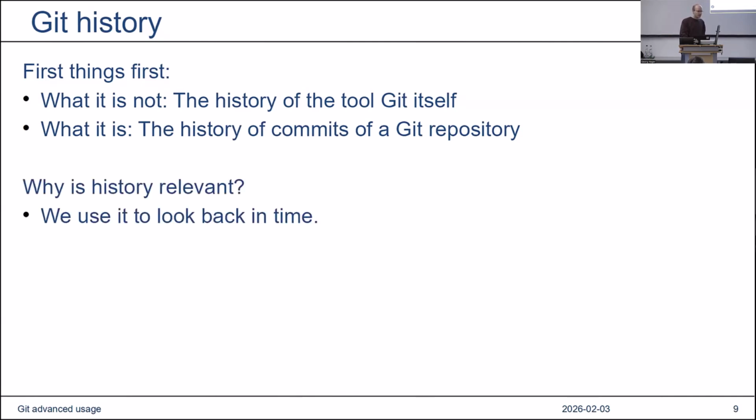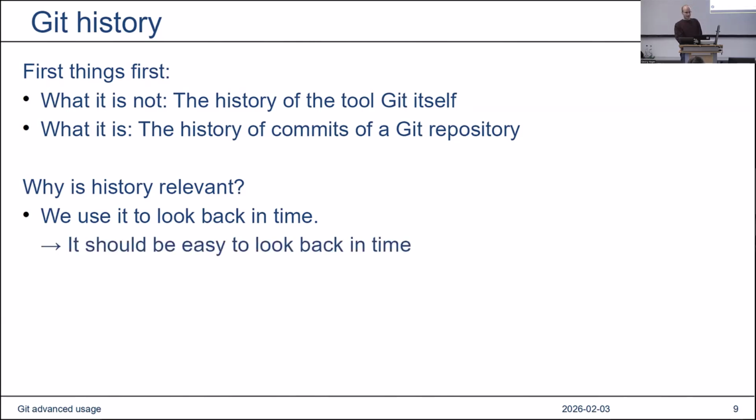Why is it relevant that we have it? Well, I already said it. You can use it to look back in time. You can use it for debugging. For example, you've run into an error and you don't know where it's coming from, and you can use the Git history to look back and see, this was maybe 1 week ago when we did this and that, and this is basically what it's useful for.